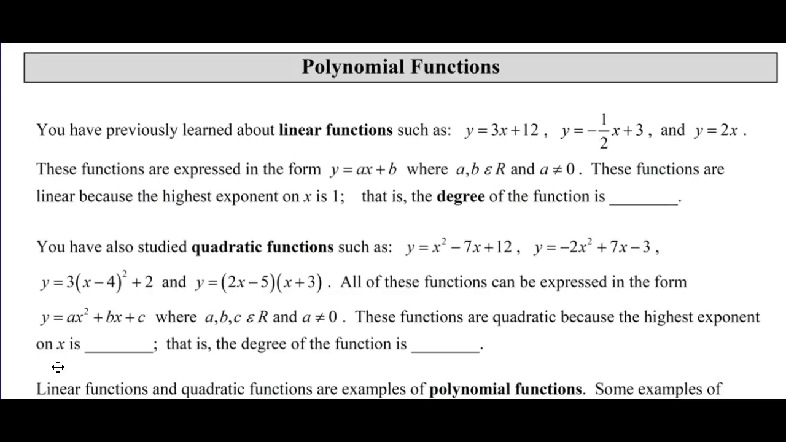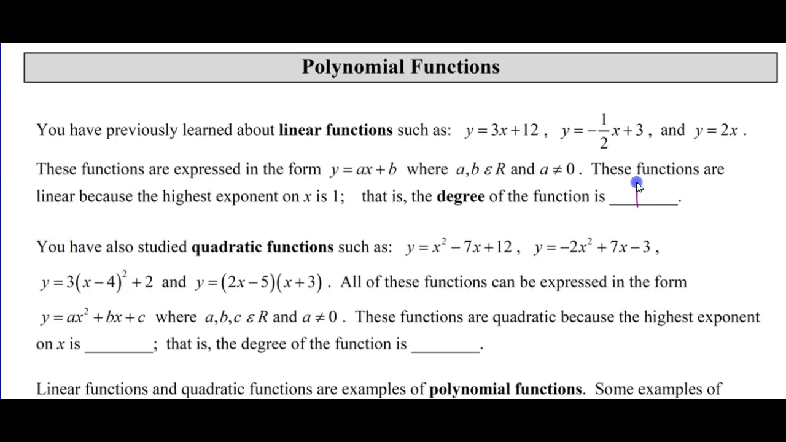So you previously learned about linear functions such as y equals 3x plus 12, y equals negative a half x plus 3, and y equals 2x. These are expressed in the form y equals ax plus b, where a and b are real numbers and a cannot be 0, meaning we must have an x term. These functions are linear because the highest exponent on x is 1. That is, the degree of the function is 1.